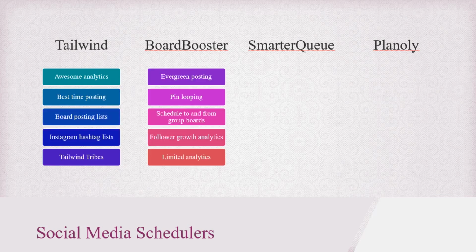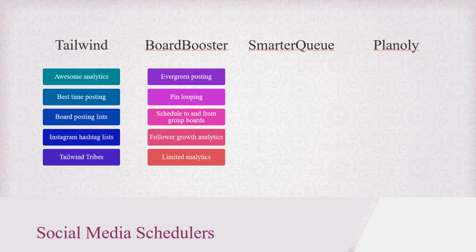Board Booster, another Pinterest scheduler, is great for evergreen posting, which is when you have a blog post or some other content that you want to keep posting over and over again. Board Booster is your girl. So you can do that with pin looping, or you can create a campaign where it will take pins from one board and pin it to other boards. These could be group boards or your own boards or whatever. That's really cool. And it also does the normal scheduling, so it's kind of an all-in-one tool.